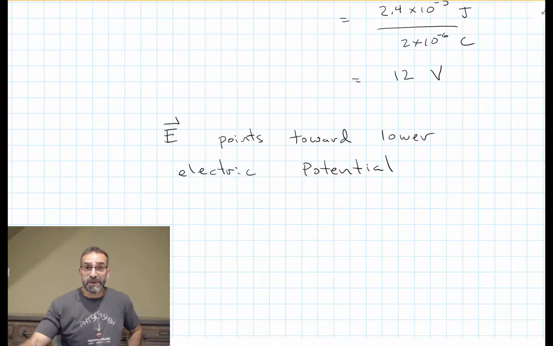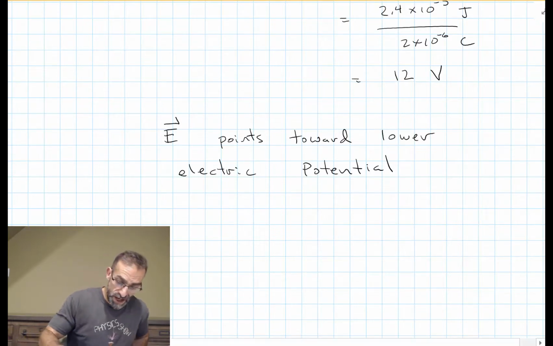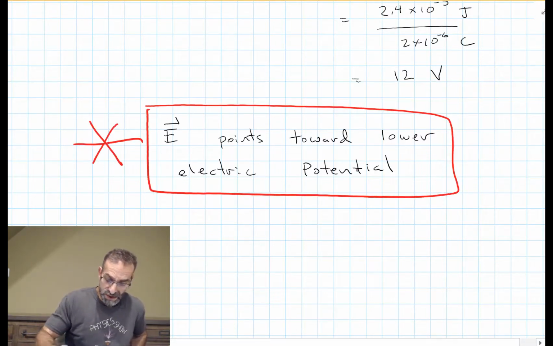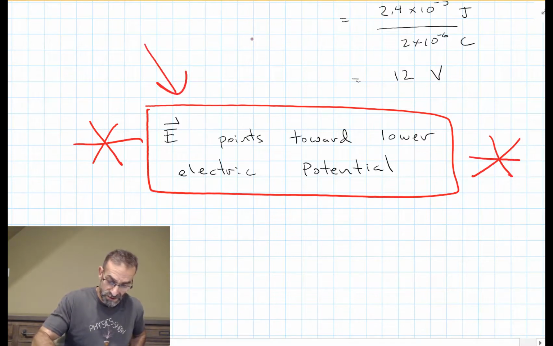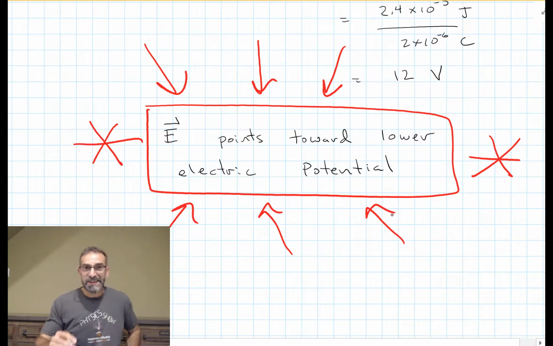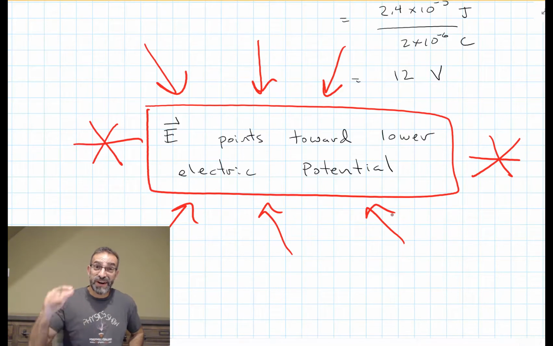The thing you should remember is that the electric field always points toward lower electric potential. Let's put a red box around that. Maybe we should put some stars there too. Don't forget that. The electric field always points in the direction of lower electric potential.